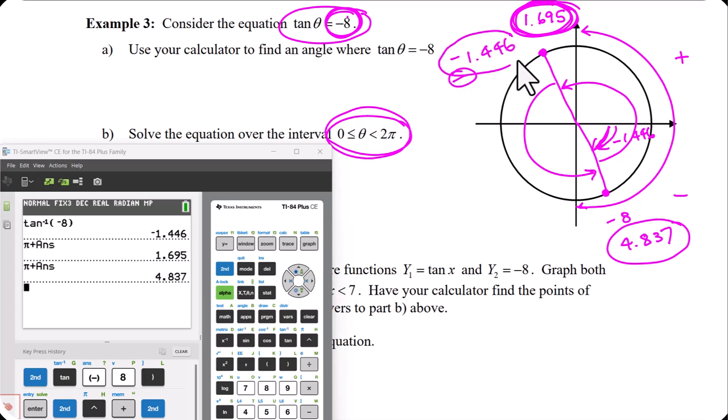And negative 1.446 is also another angle that went down into the fourth quadrant. So these are all angles. The only value in this problem is the negative 0.8.